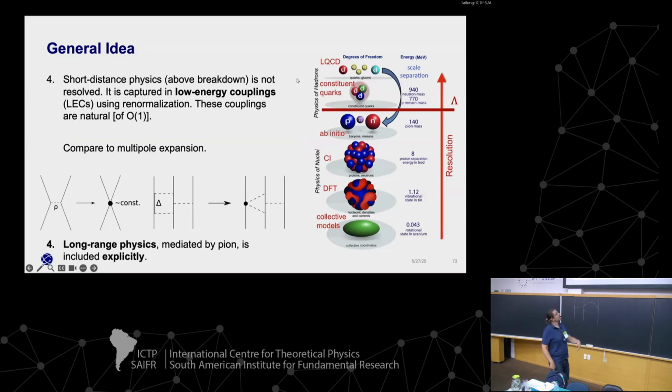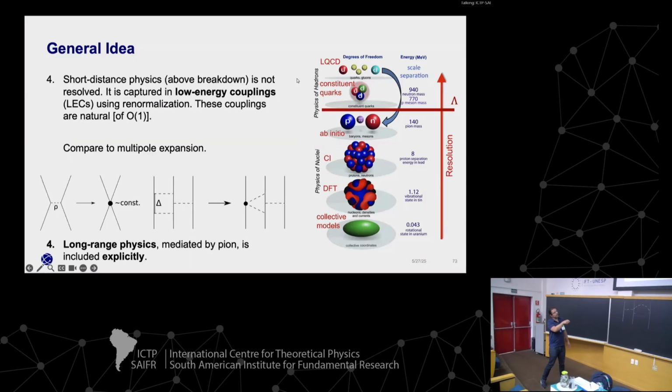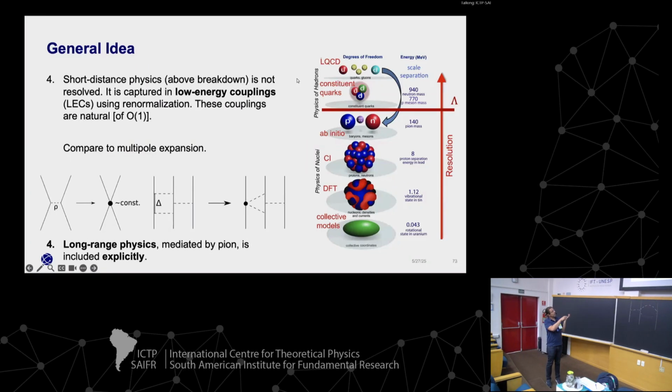Okay, so everything that is beyond this, let's say the rho meson exchange, we do not resolve now. So if we have a rho meson exchange, it looks like a contact interaction for us now because we don't resolve it. It's just two nucleons doing something. We don't see the details.